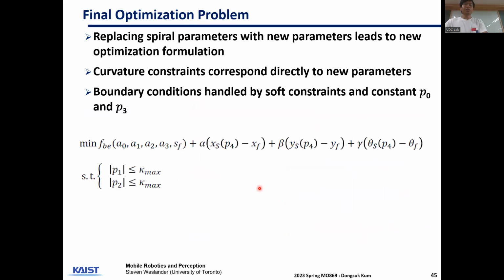Then the final optimization problem, by replacing spiral parameters with new parameters, gives us this formulation. So now you only have these simple constraints as well as these soft constraints from the original optimization problem. The optimization problem is now much simpler. The curvature constraints can also correspond directly to the new parameters, and boundary conditions are handled by the soft constraints as well as the P0 and P3 constraints. So this can be much easier to solve.